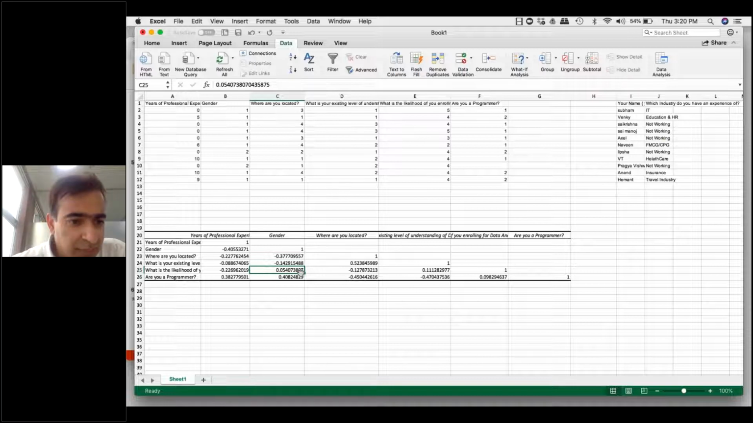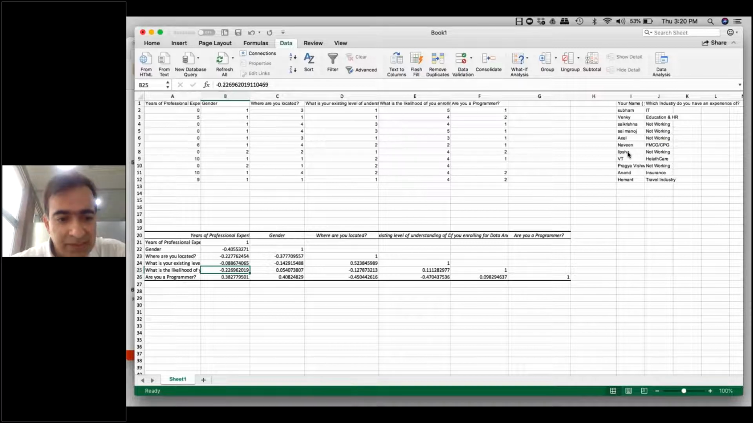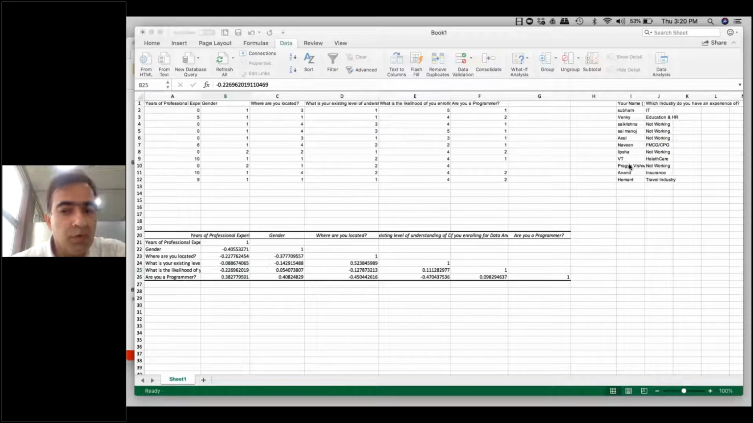Another thing we can look at is the likelihood to enroll into the program. There is a negative correlation. People who have more years of experience are less likely to do the program. It's minus 0.02, which means that we should actually target people with less experience. People with fewer years of experience are more likely to do our program than people with more years of experience. So that's an interesting insight.